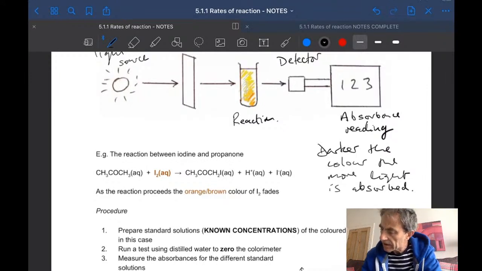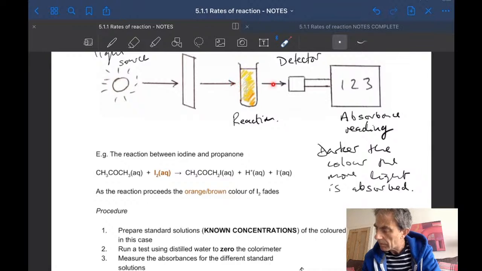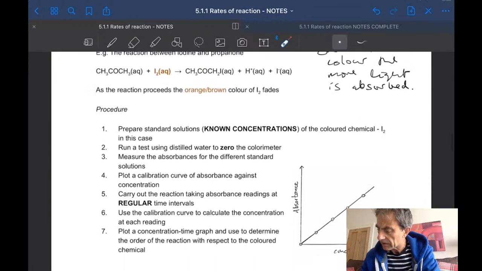Obviously, this reading here will change, won't it? Okay, so the light goes through the filter and passes through this reaction vessel. As the reaction takes place, this is going to get lighter and lighter, which means that less will be absorbed by this reaction, more will hit the detector, and this value here is just going to change. Don't worry too much about these numbers here. It's more about this next bit really.